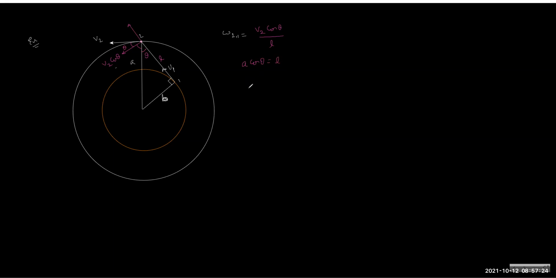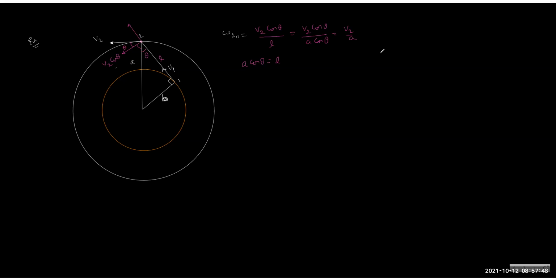So the value of L we can replace, v2 cos theta by A cos theta, and the answer turns out to be v2 by A. Okay. So the angular velocity is v2 by A, and that's a pretty easy answer.